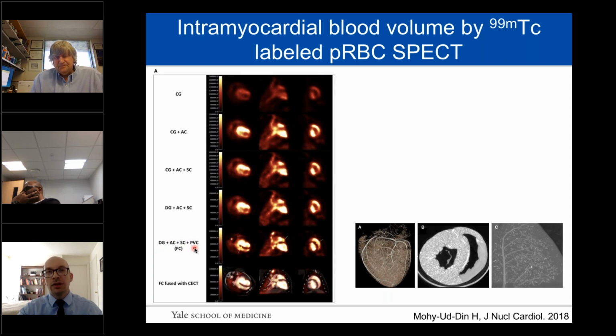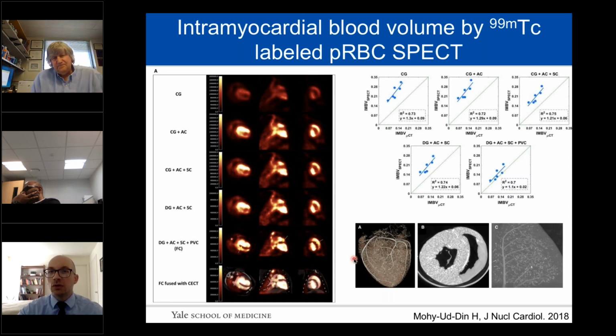And we calculated intramyocardial blood volume based on these and compared these to the gold standard ex vivo micro-CT imaging of the casted hearts. And what we found is that there was a reasonable correlation between SPECT intramyocardial blood volume and micro-CT intramyocardial blood volume, with the best correlation obtained when the full correction was applied.